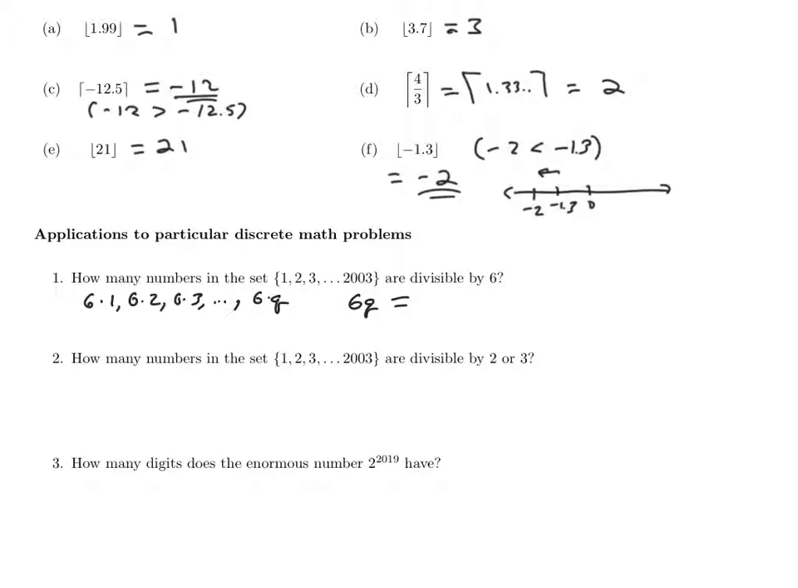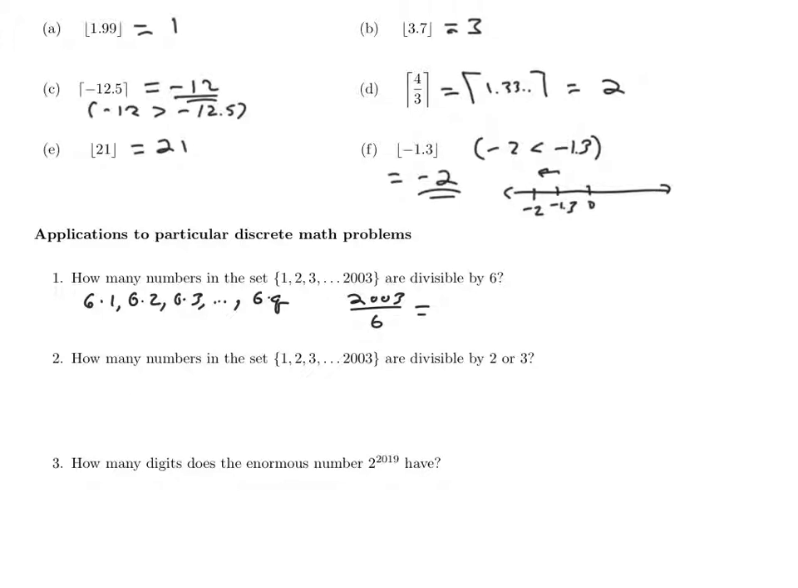How close can you get to 2003 just counting up by 6s? So the way we can figure that out is we can take 2003 divided by 6, which I should have somewhere. Hang on.